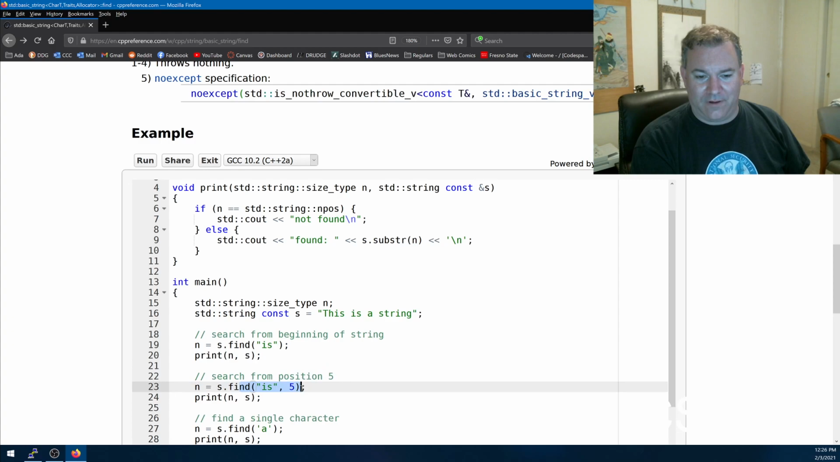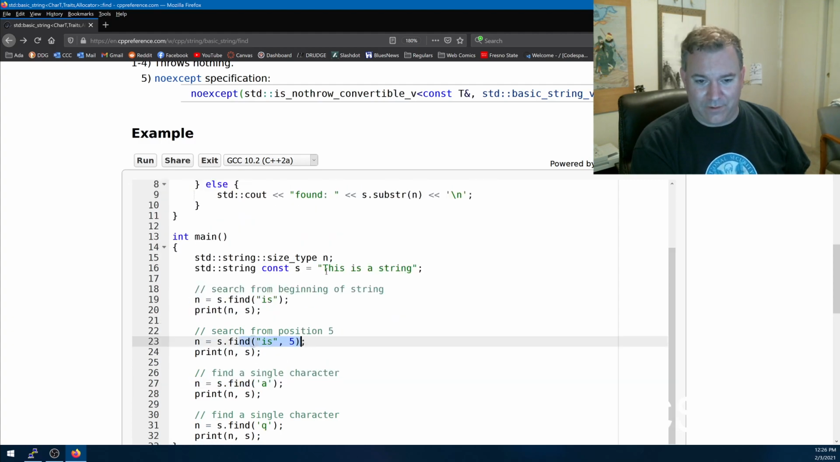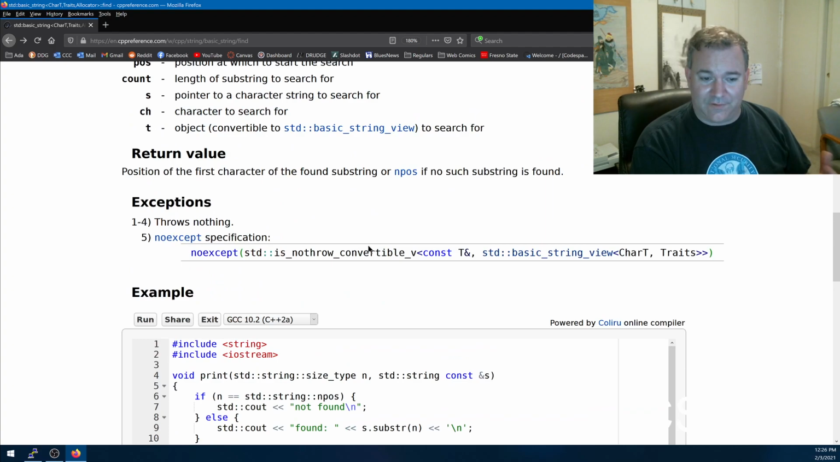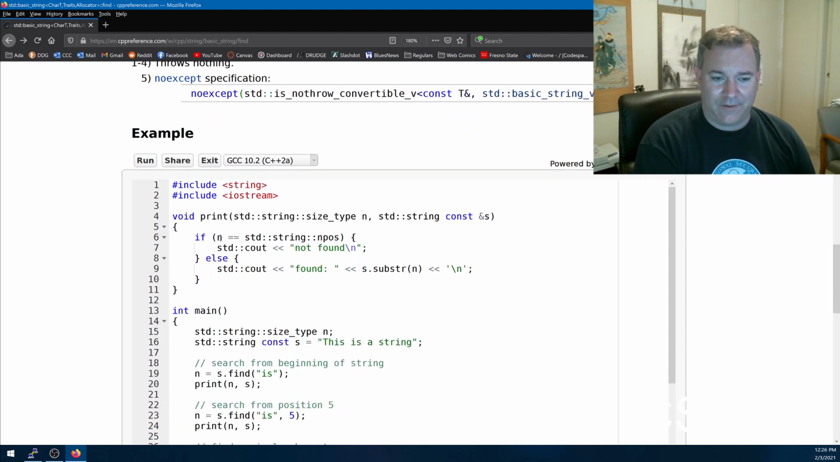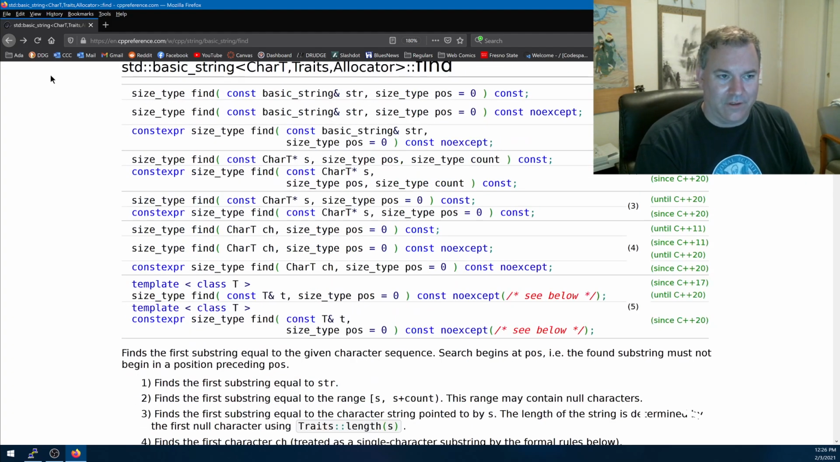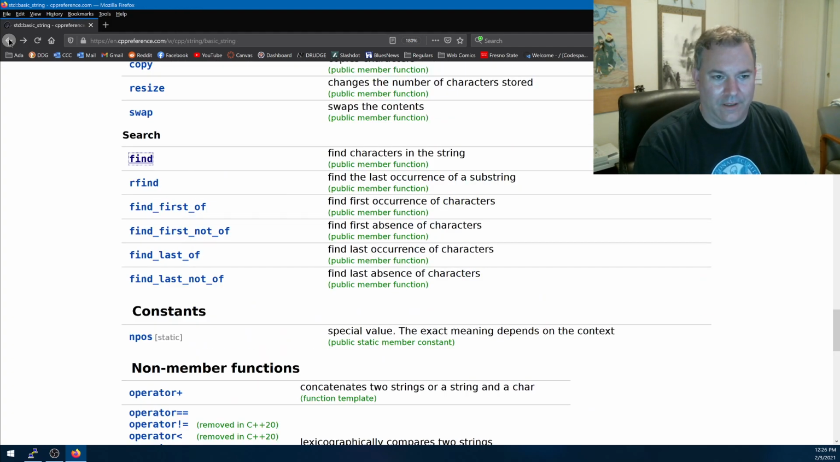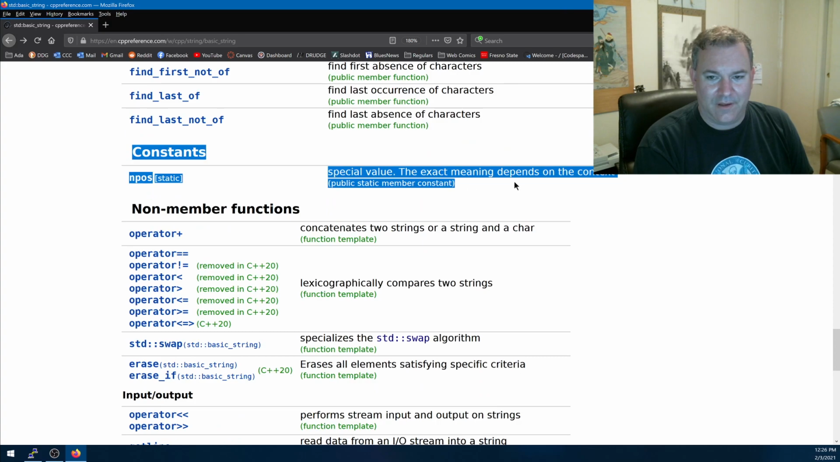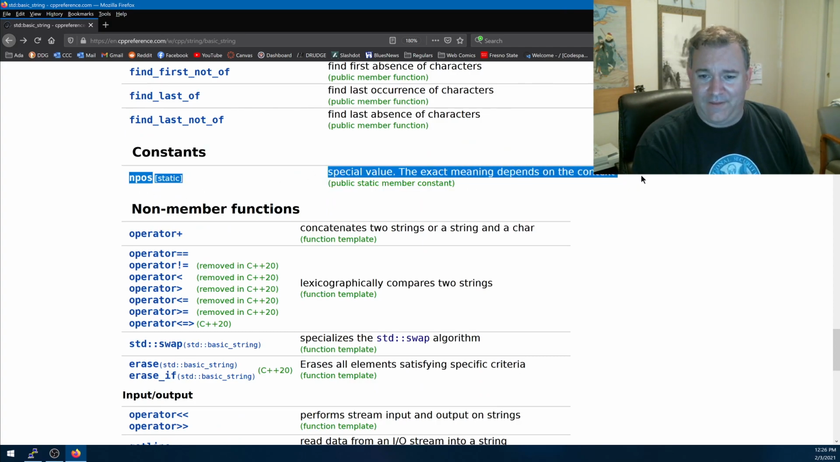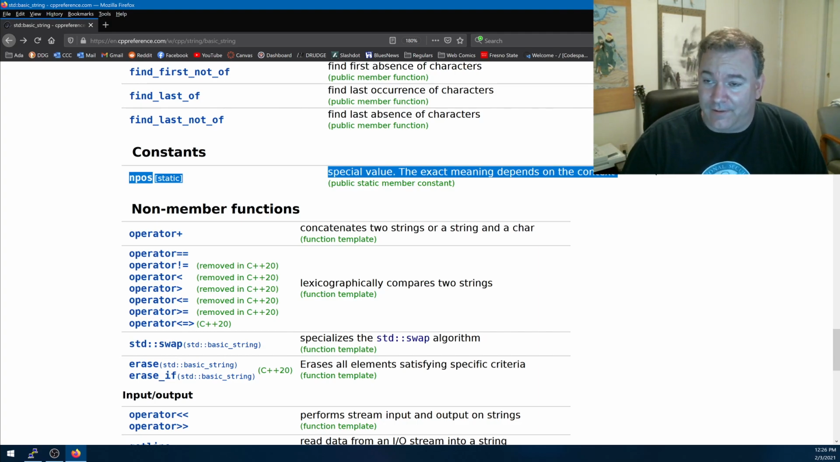This is going to be searching from position 5 onwards, which should still find it. Finding a letter, right? So this is if it finds a letter. This is if it doesn't find a letter. So if it doesn't find something, it returns npos. And so if all you did was look at the documentation like this, right? Constants, npos, special value. The exact meaning depends on the context. That doesn't tell me anything, right?